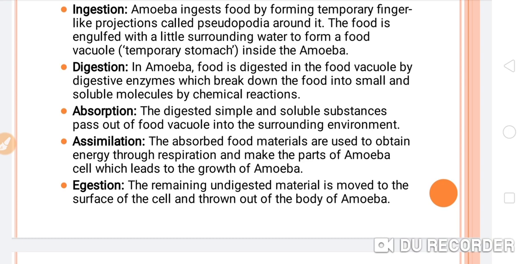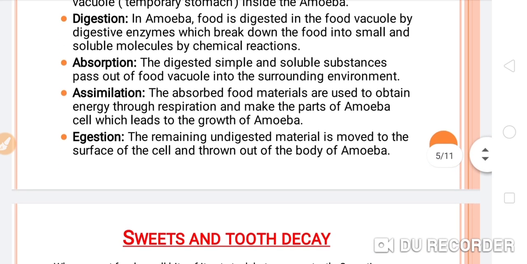Now the next step, absorption. The digested simple and soluble substances pass out of the food vacuole into the surrounding environment. Next step, assimilation. The absorbed food materials are used to obtain energy through respiration and to make the parts of the amoeba cell, which leads to the growth of the amoeba. And the last one is egestion. The remaining undigested material is moved to the surface of the cell and thrown out of the body of the amoeba.